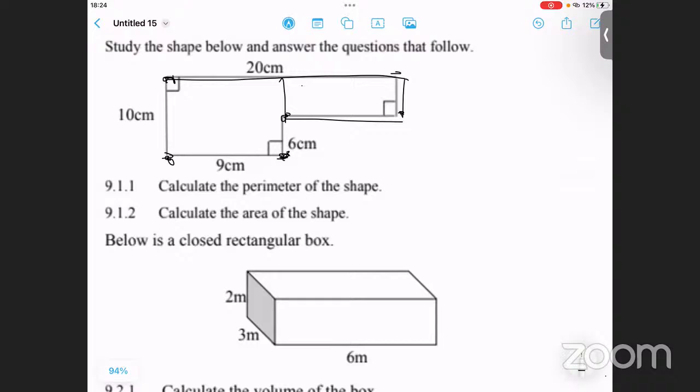So how are we going to get this side? This unknown side is going to be equal to 10, which is the total, minus this part here. So it's going to be 10 minus 6, which is equal to what? To 4. Okay? Do you get it? Yes, ma'am.